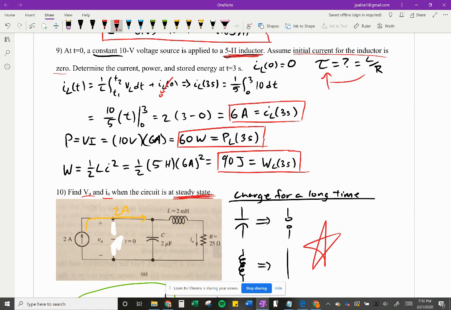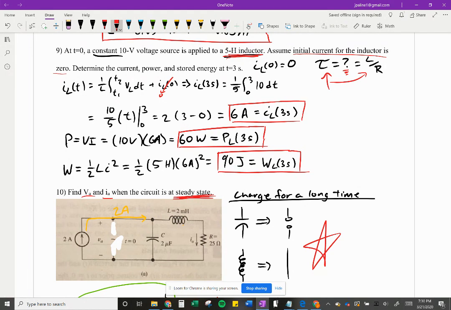And tau here is L over R, but they don't give you a resistance value. So if there's no resistance value, you can't find this tau, so you have to use the other equations. Okay. So because this is an inductor, we'll jump to the right-hand side of that formula sheet. We'll grab this I of L equation: 1 over L, integral from t1 to t2 of V of L dt, plus I of L at time 0. So that's how you find the current through an inductance at a time.